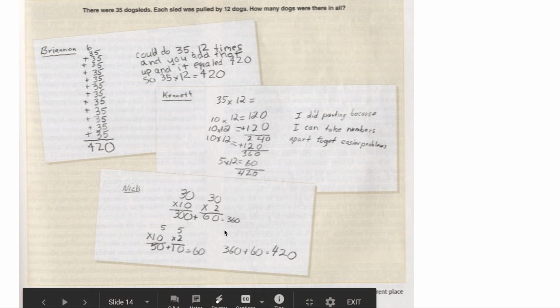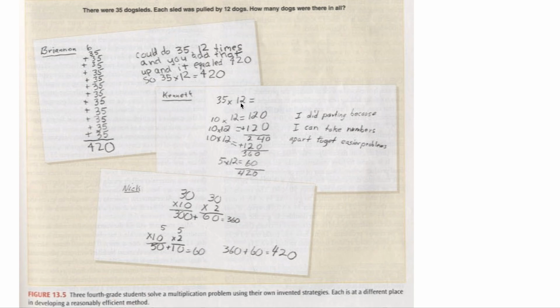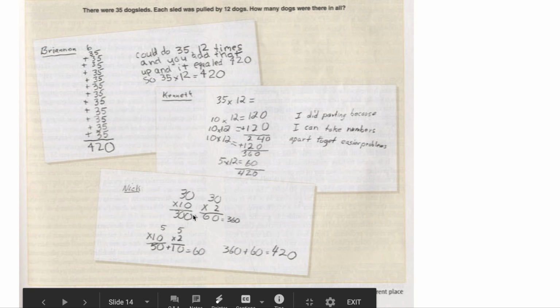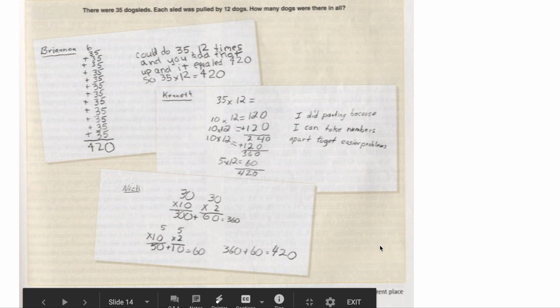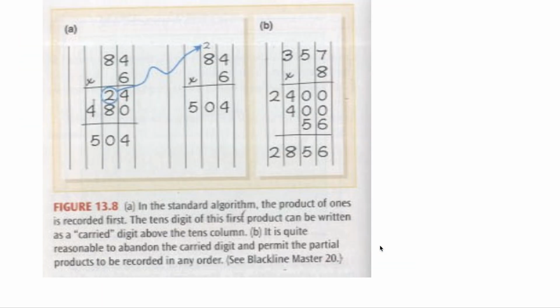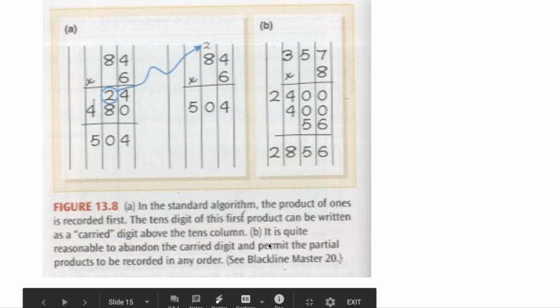How about Nick? Nick did 35 times 12 as 30 times 10 and 30 times 2 using distributive property, and then 5 times 10 and 5 times 2. And then add them all together. Use the distributive property or partial product, right? Okay, so that was pretty cool. And let's take a look at this standard algorithm that a student used.